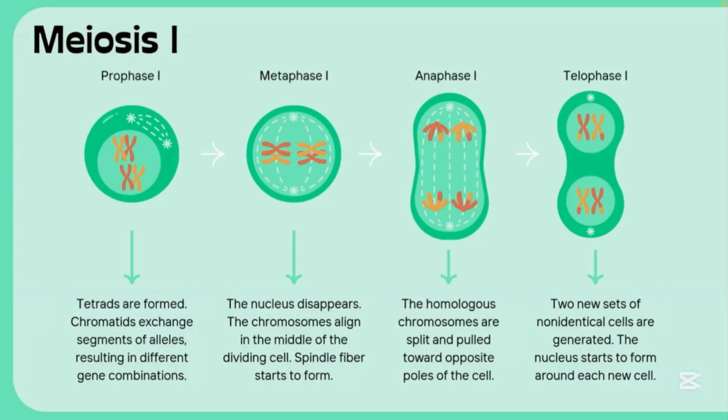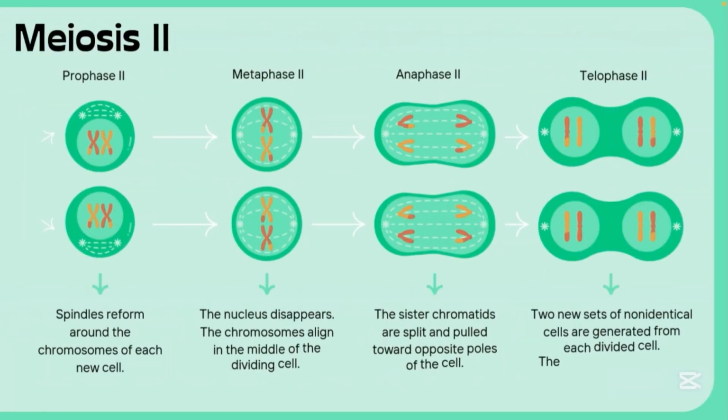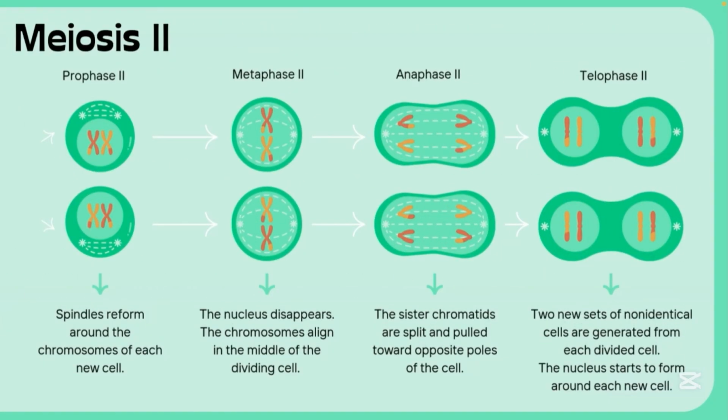Now let's see the process of meiosis II. In meiosis II, prophase II, metaphase, anaphase and telophase also occur, and it is similar to mitosis. Over here, crossing over doesn't occur and independent assortment doesn't occur. It is a complete mitosis process, we can say. In meiosis II, in prophase II, spindle fibers reform around the chromosomes of each new cell.